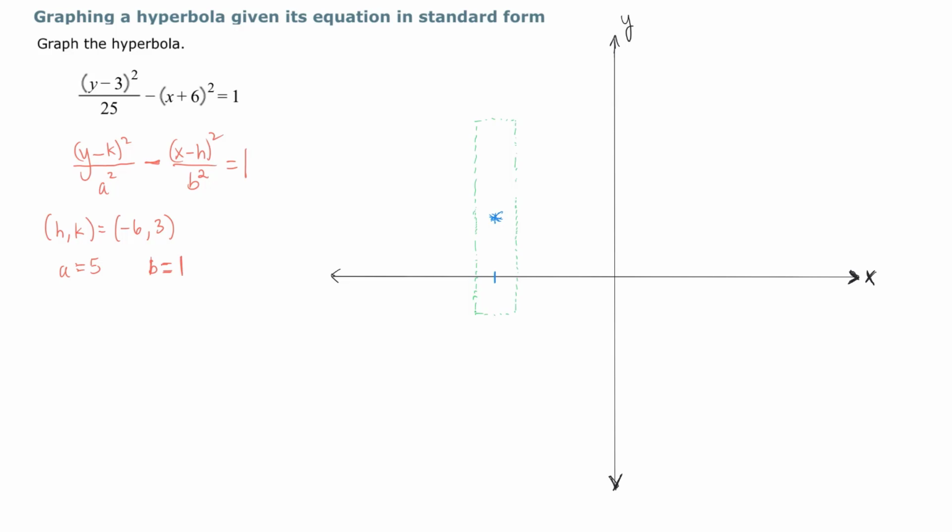But how do we locate those 2 branches? Well, now we crisscross this rectangular box. It goes up 5, right 1. 1, 2, 3, 4, 5, right 1. About here. I can go down 5, left 1. 1, 2, 3, 4, 5, left 1. About right here.